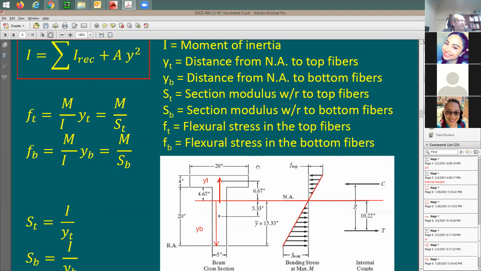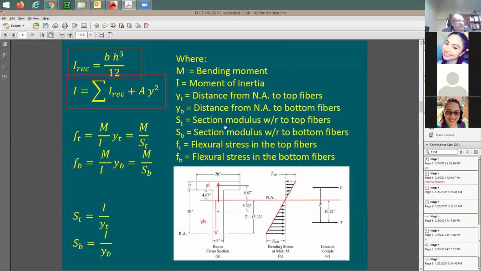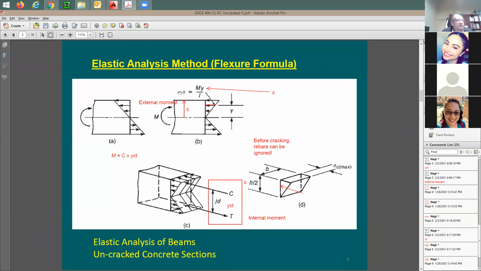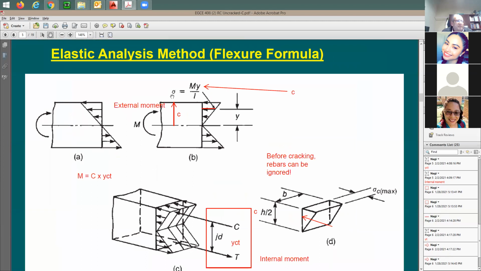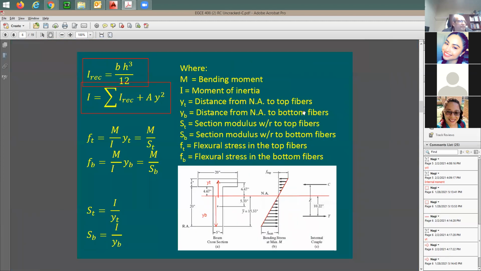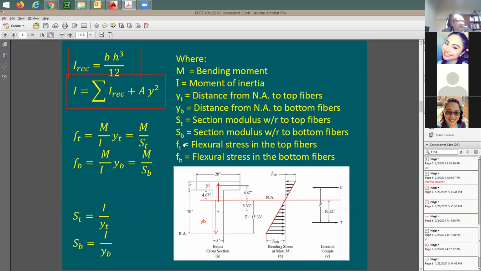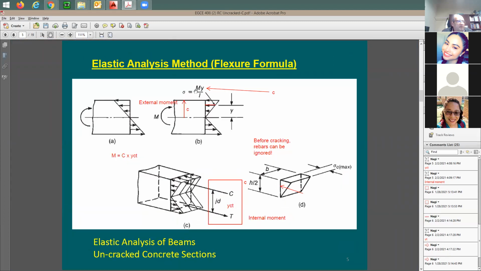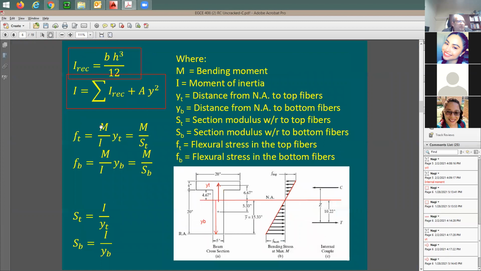Okay, great. Now let me follow this equation. The equation says F is equal to M divided by I times C, or times Y. Where is this equation from? I'm going to take you back to this. The stress, whether it's sigma or F, is equal to M divided by I times Y. Here is the moment. It's going to be the same for top or bottom. It's just one moment value.